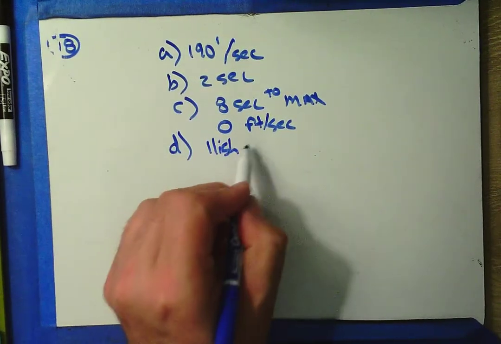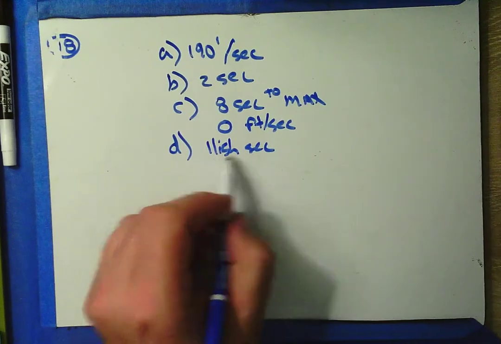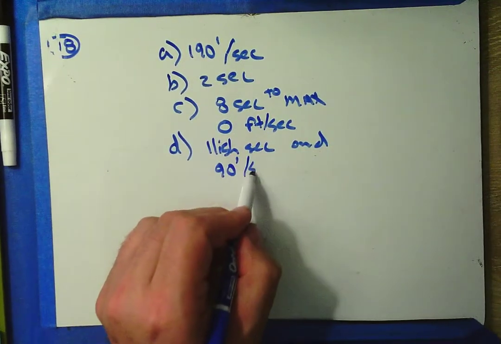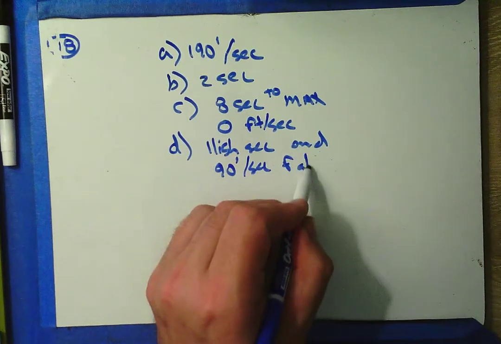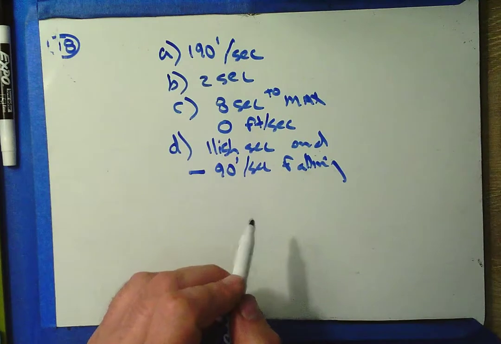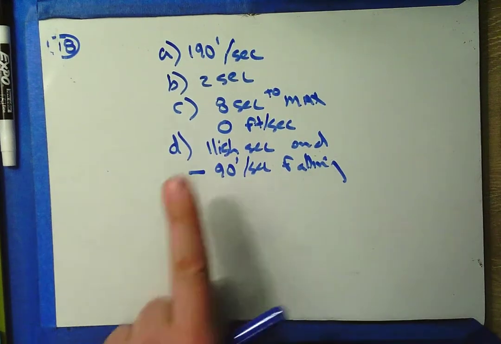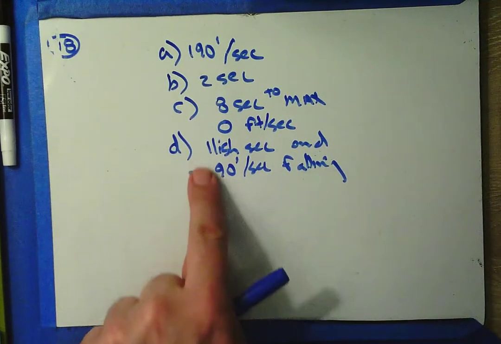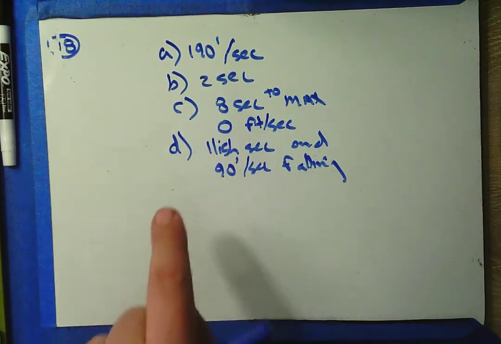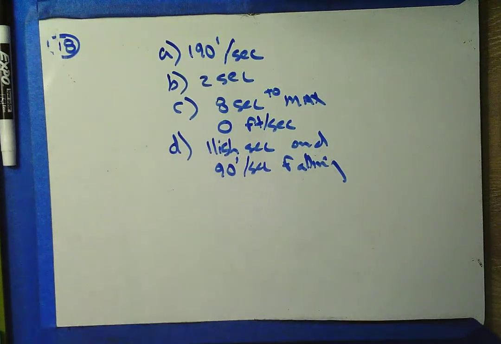11-ish seconds and 90 feet per second falling. Hey, don't say falling at negative 90, because falling at negative 90 means you're going up. We're falling at 90, or the height is changing by negative 90. But don't use both of those negatives, both the language one and the sign one. Use one or the other.